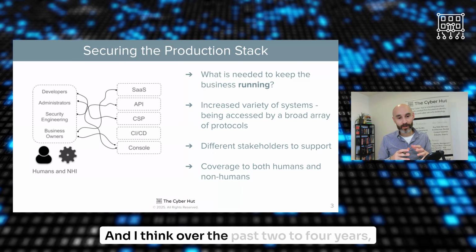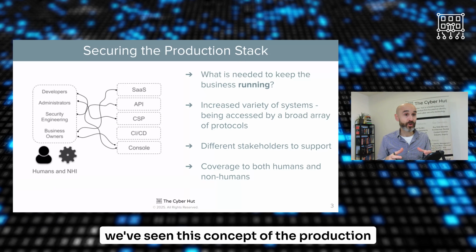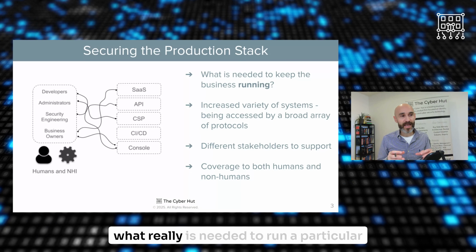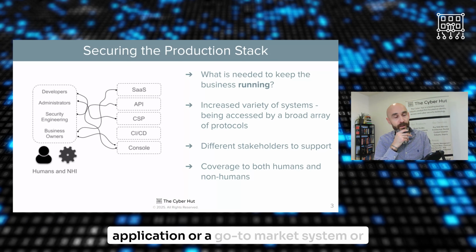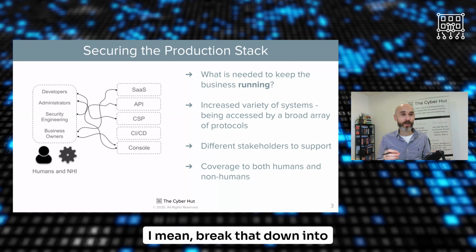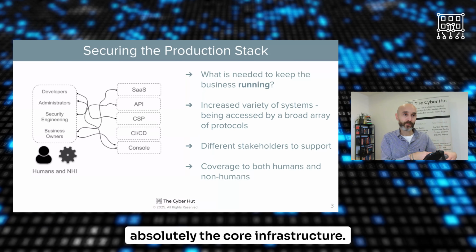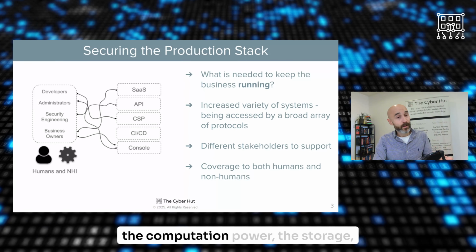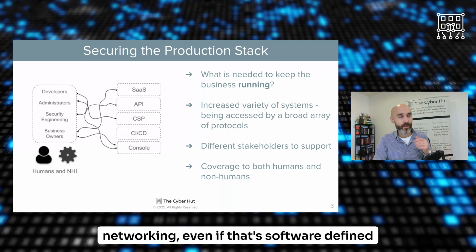And I think over the past maybe 2 to 4 years, we've seen this concept of the production stack. We need to start asking the question of what is really needed to run a particular business or a department or a function or an application or a go-to-market system or service. We need to break that down into absolutely the core infrastructure: the computation power, the storage, networking, even if that's software-defined networking and other.